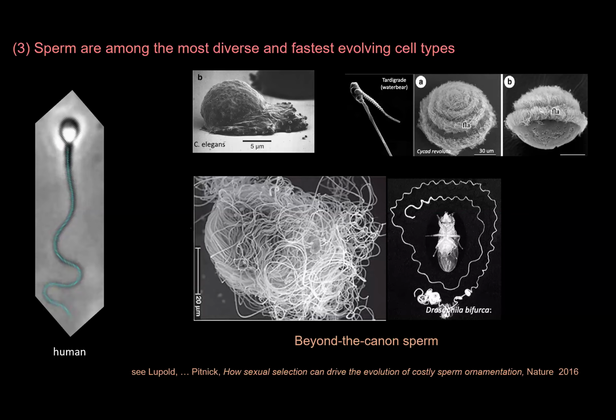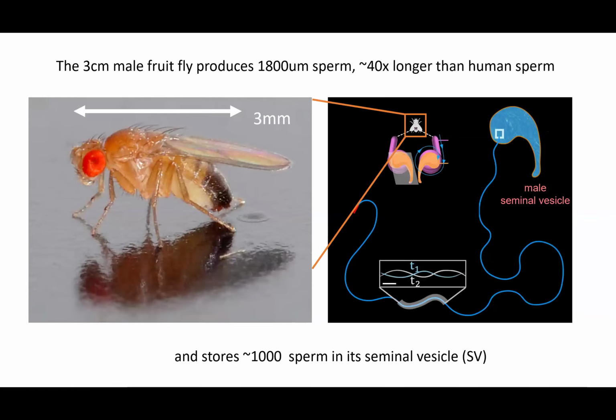And there's a nice paper in Nature by Scott Pitnick, on why you might get extreme forms of what he would call ornamentation, because males are competing for selection by females. So let's talk about the fruit fly. There's a male fruit fly, lovely, 3 millimeters more or less. That fruit fly produces sperm that are about 2 millimeters in length, almost its same size. And that's about 40 times the length of a human sperm.